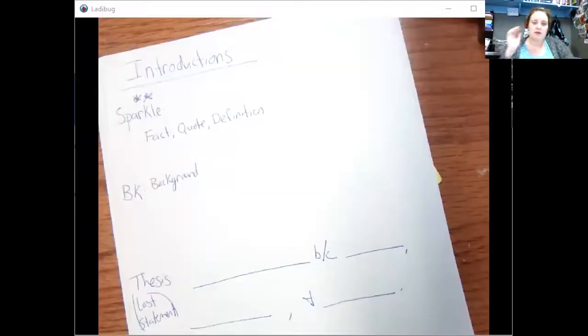What I want you to do is learn how to break it down. So I have created a little sheet here telling you, I don't know if you can, oh, I guess you can't see the screen. Share screen. Okay, so I'm going to share my screen with you with the ladybug.